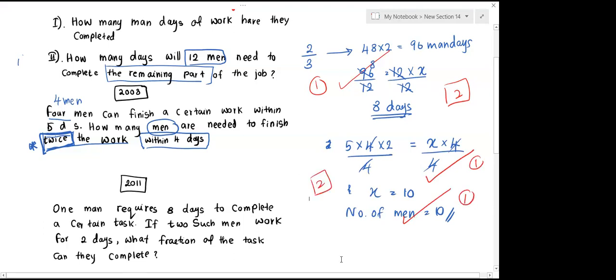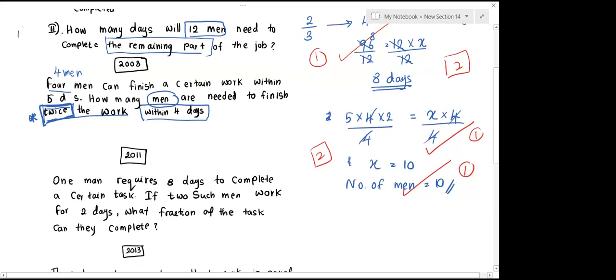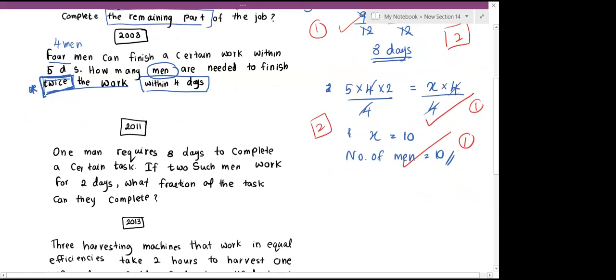Okay. Girls, have you got these answers? Yes, teacher. Okay, very good.